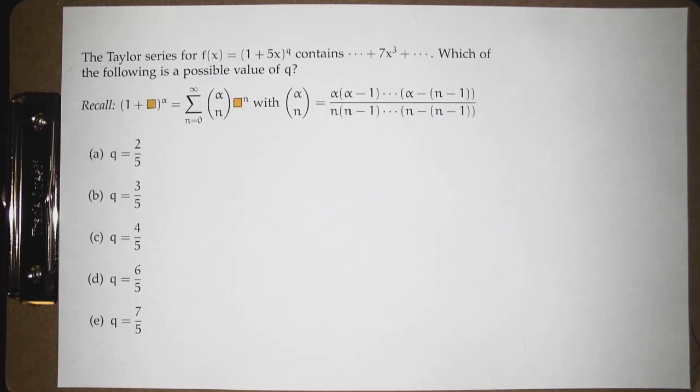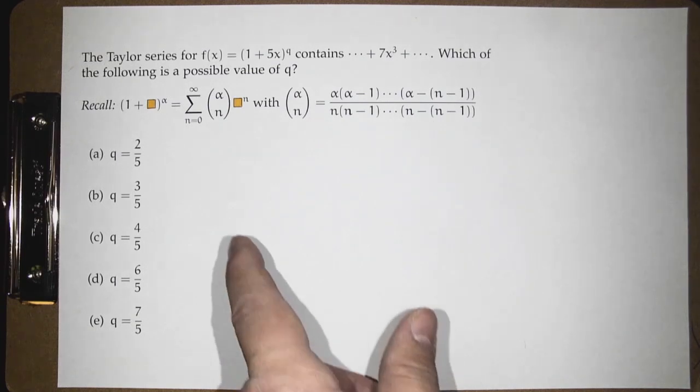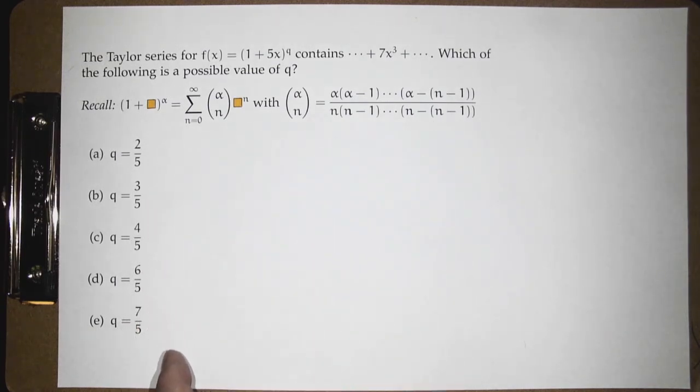We talked about binomial series, and here's a question. It asks the following: the Taylor series for f of x equals (1 plus 5x) to the power q contains dot, dot, dot, plus 7x cubed plus dot, dot, dot. Which of the following is a possible value of q? 2 fifths, 3 fifths, 4 fifths, 6 fifths, and 7 fifths are given as possibilities.